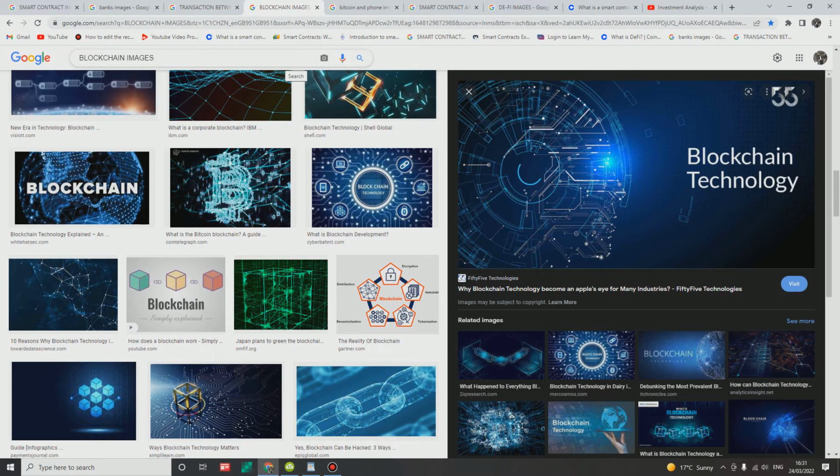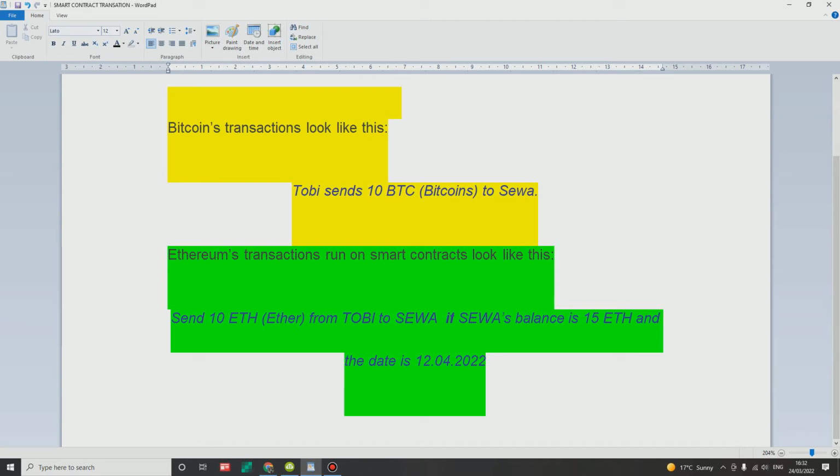So with me, let me use another scenario to explain why and how this tech is very creative and useful, and changing the status quo. Let's look at the example of this transaction. Now, let's look at a Bitcoin transaction. It looks like this. Toby sent 10 Bitcoin to Shower. That's it. Finito. That's the end of the transaction.